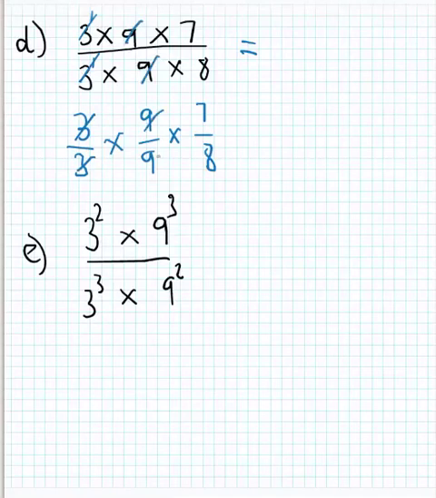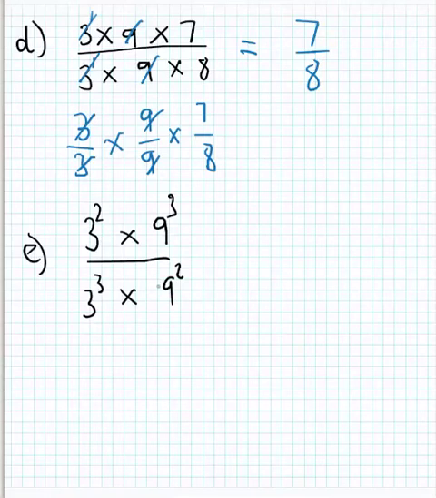Cross them off. Now, I've got a 7 on top and an 8 on the bottom. I can't cancel them out, so my answer is 7 over 8. Because 1 times 1 is 7. 1 times 1 times 8 is 8. And we're done.